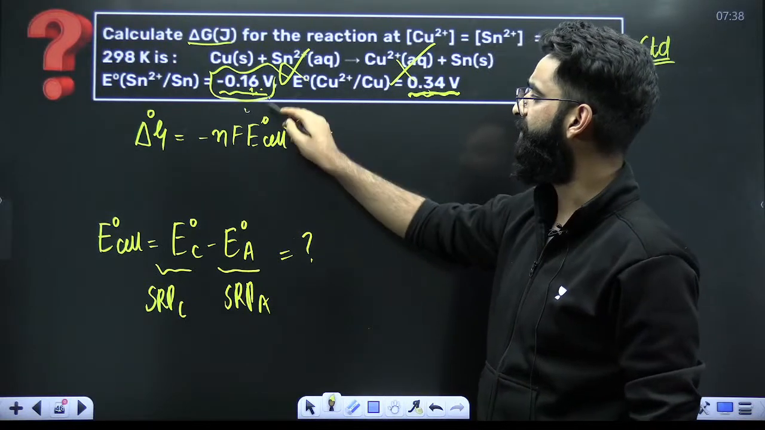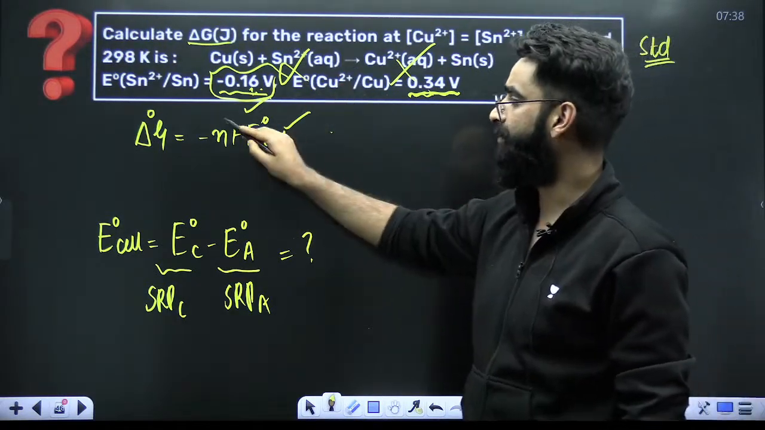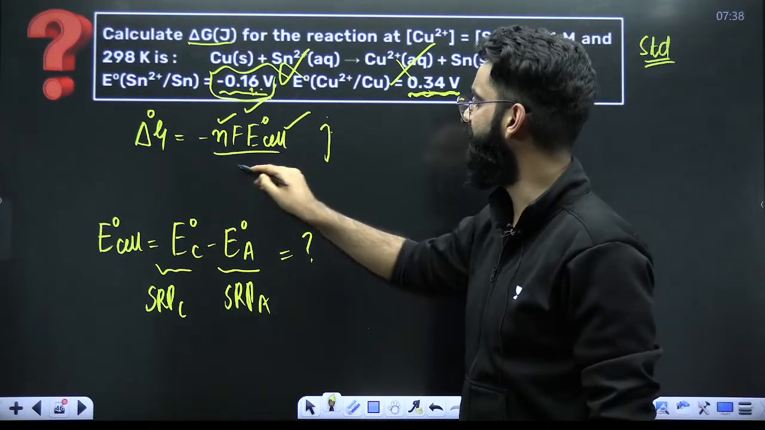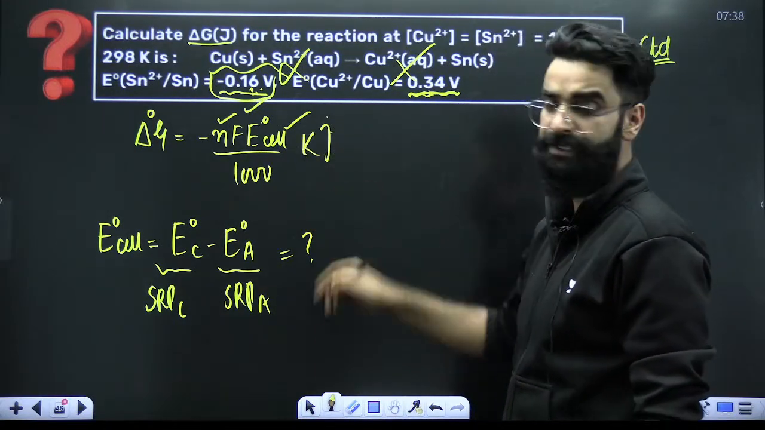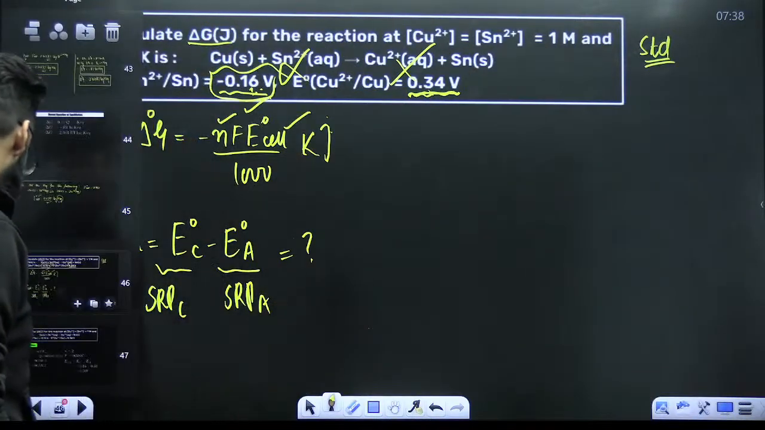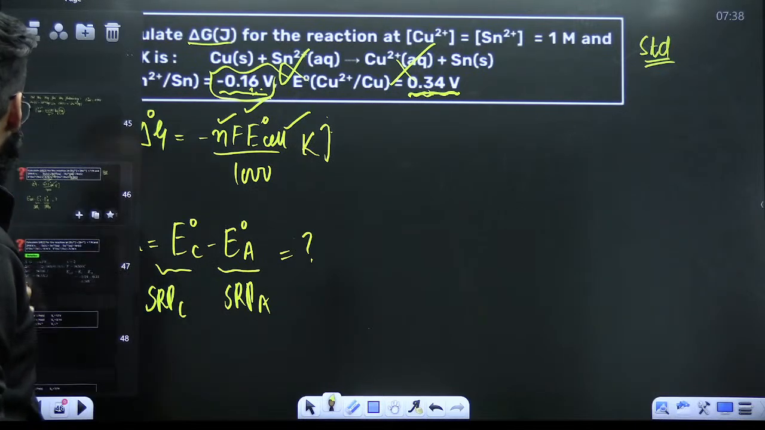Then F is 96500, and n means number of moles of electrons exchanged, right? Here you will get the answer in joules. You'll be dividing by 1000, then you will be getting the answer in kilojoules. I believe this is clear to everyone. Okay? Perfect.